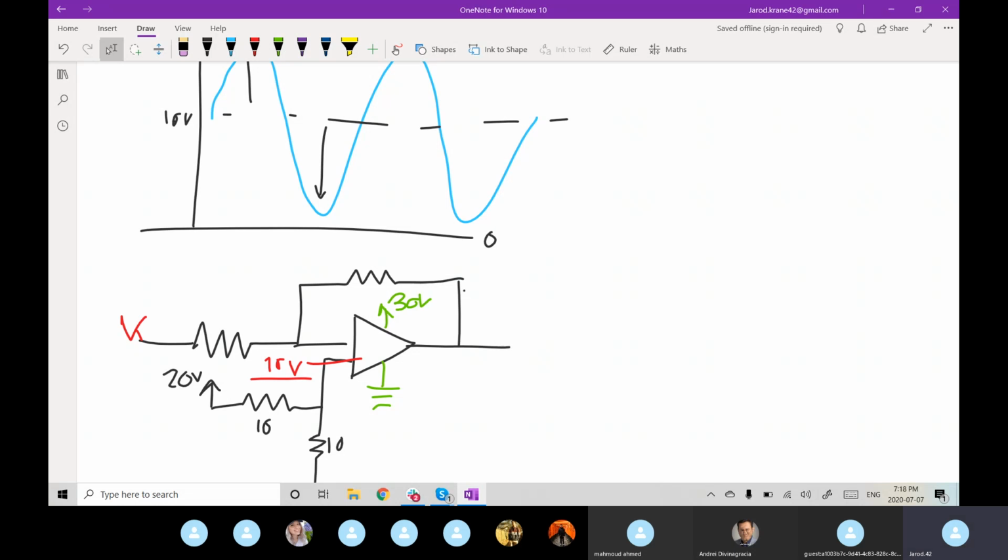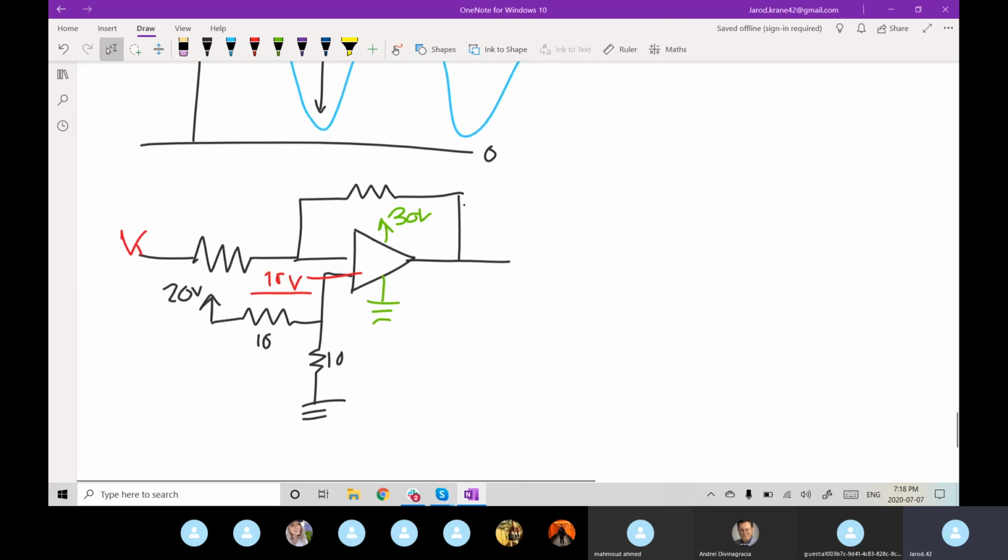Make sense? To all those that weren't sure of it, this idea of just changing our reference point to being something higher, so our entire signal is basically translated into our usable region. Makes sense?